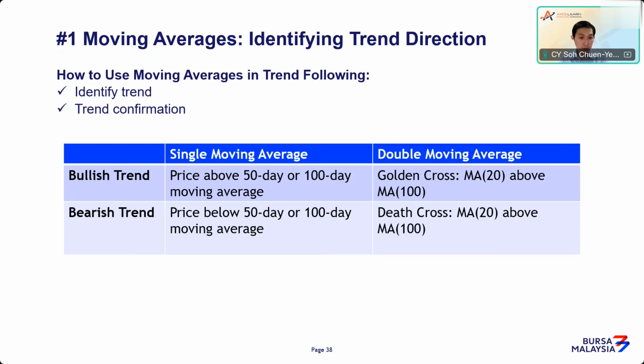The criteria for a bearish trend, if you're using simple moving average, is when the price is below your moving average line. When you use double moving average, the criteria is slightly different. You compare both moving averages, which means your fast moving average has to be above your slow moving average for a bullish trend. Whereas for a bearish trend, your fast moving average, for example in this case 20 days, has to be below your slow moving average.